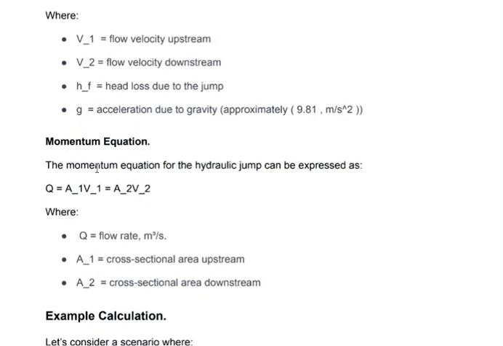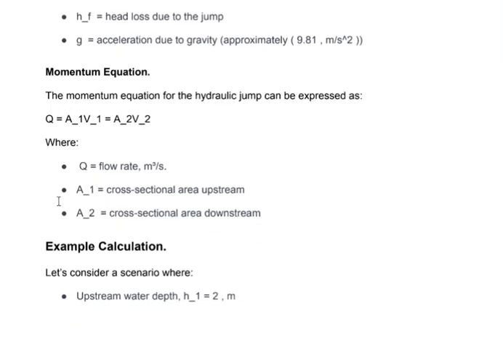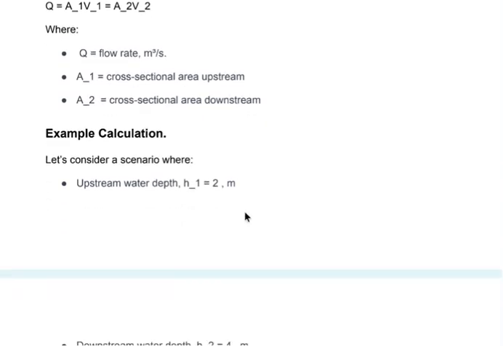Momentum equation. The momentum equation for the hydraulic jump can be expressed as Q equals A1V1 equals A2V2, where Q equals flow rate, m³/s, A1 equals cross-sectional area upstream, A2 equals cross-sectional area downstream.